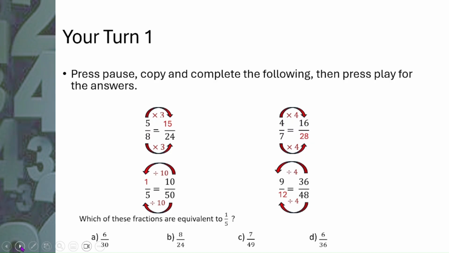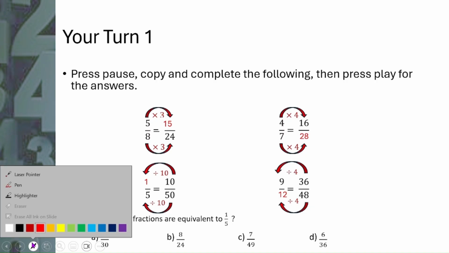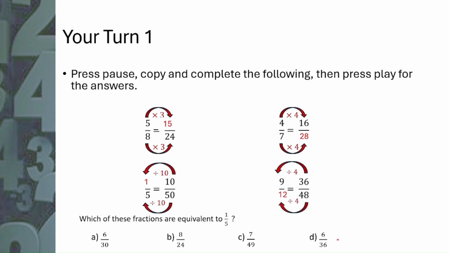Last part. Which of these fractions are equivalent to 1/5? So we go through the same process. We're going to cancel these fractions down and see what we can get. So we're going to try and get 1 on top. So it's the same as saying equals 1 over something. Okay, let's start with D.